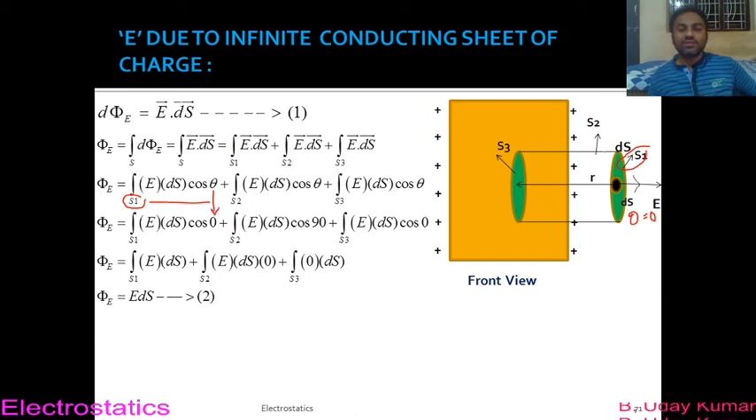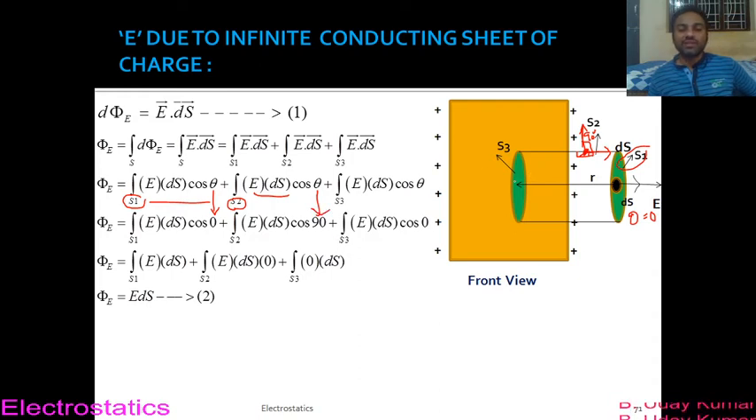Similarly, take S2. This is the curved surface, right? If I choose any surface element here, it will be directed in the upward direction, and at this point the electric field intensity will be towards the right. So the angle between these two will be 90 degrees, and hence with respect to S2, the angle between E and ds is 90 degrees, which is denoted here.